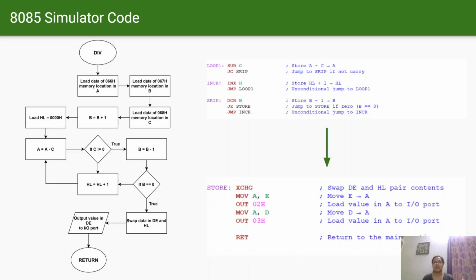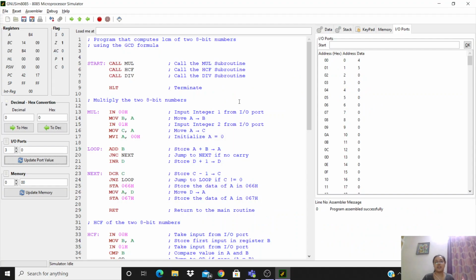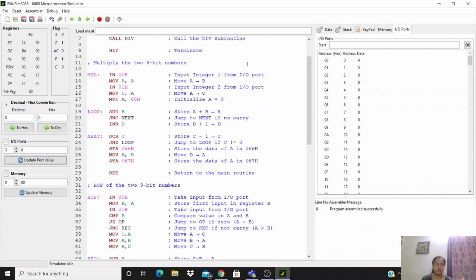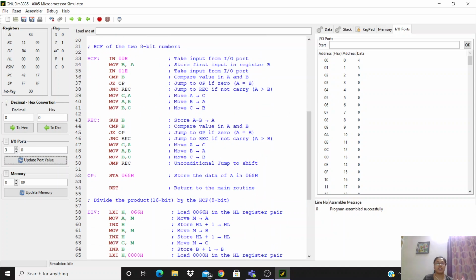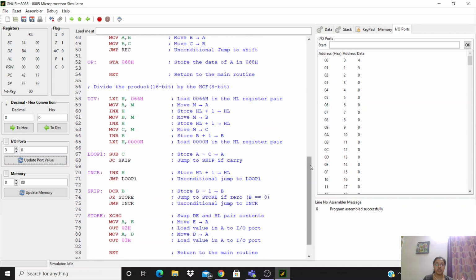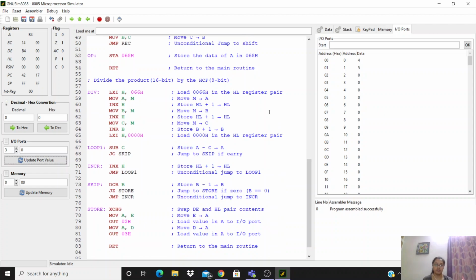Now we will see how this code looks in the GNU simulator and run it with an example. So here we have the code that we just discussed along with the flowcharts. This is the main routine that we have. First we're calling the multiplication, the HCF, and the division subroutines. This is the multiplication subroutine as discussed right now along with the flowchart. This is the HCF subroutine that was discussed in the previous examples when we calculated only the HCF of two numbers, and then this is the division subroutine that was just discussed along with the flowchart.